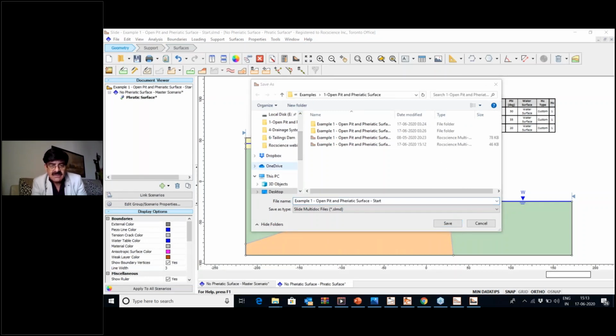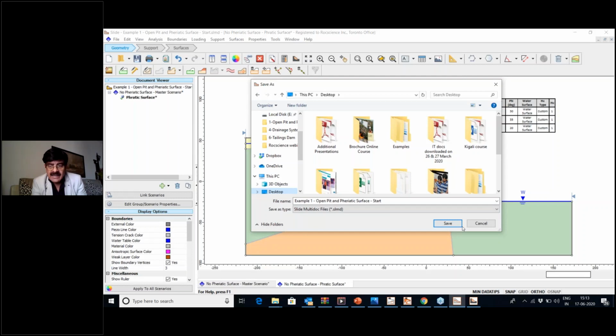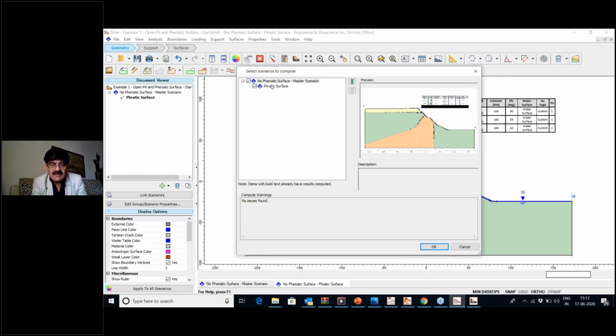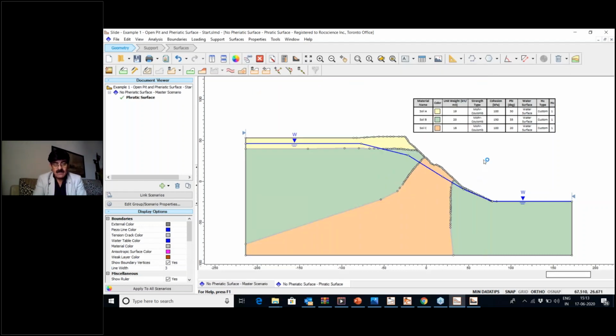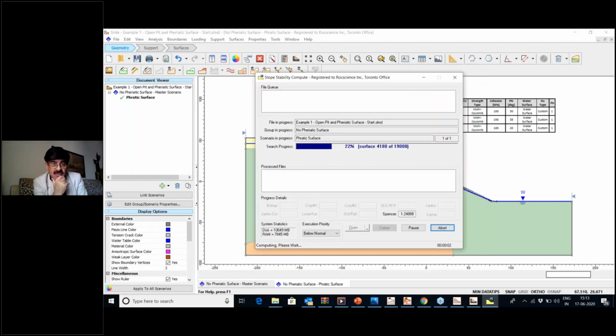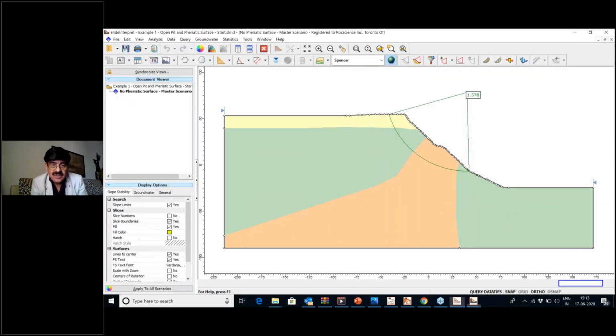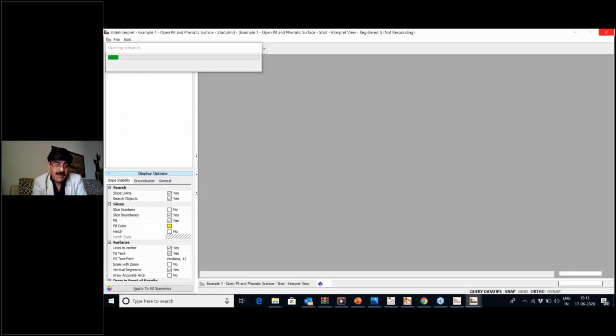Just give me a moment. And I can save it here and then do the computation. The first one we have already done, so we only have to do it for this phreatic surface scenario. The computation is in progress. It's done, so we look at the results, go to Interpret to see the results. That's the previous one, and the new one is coming up now.